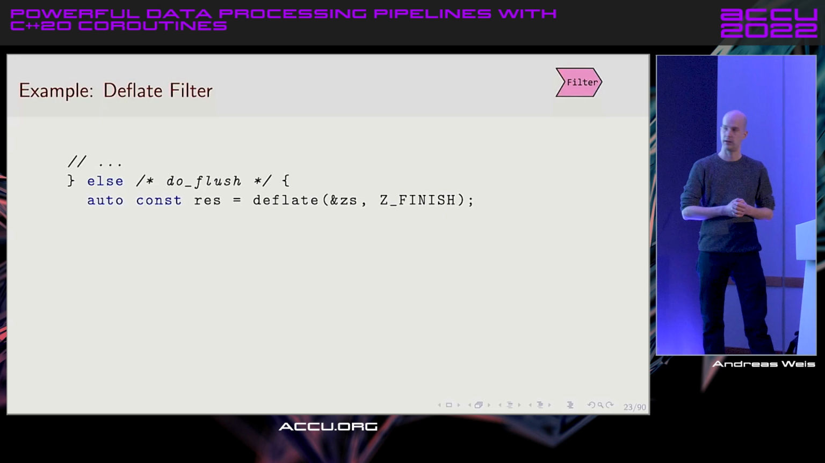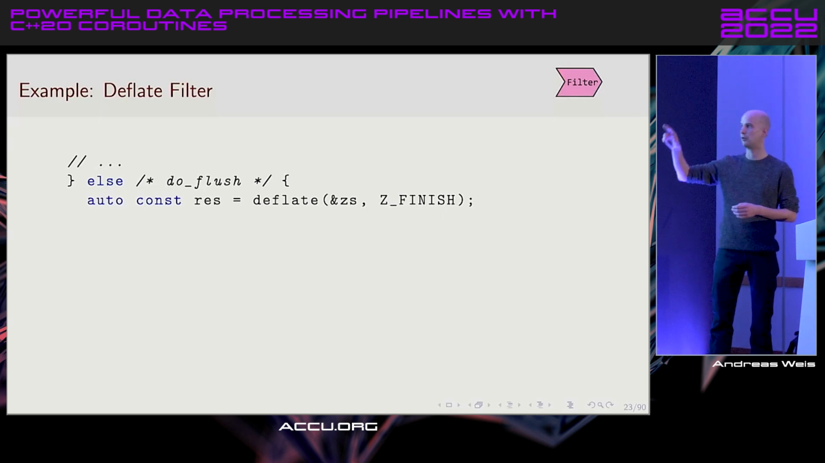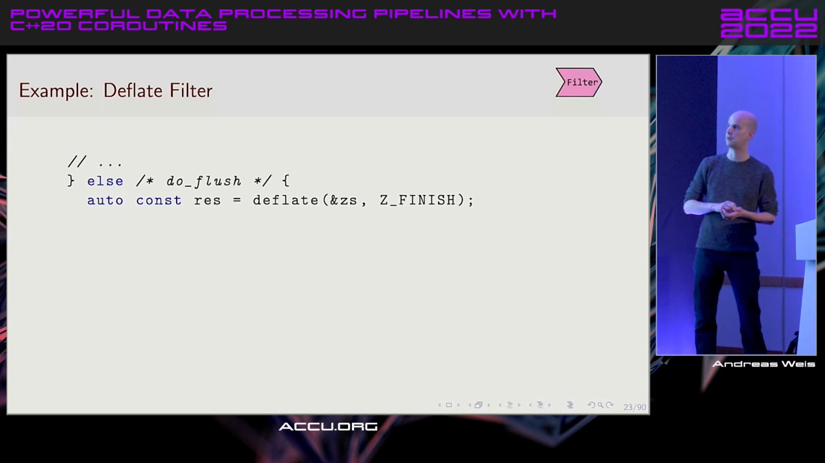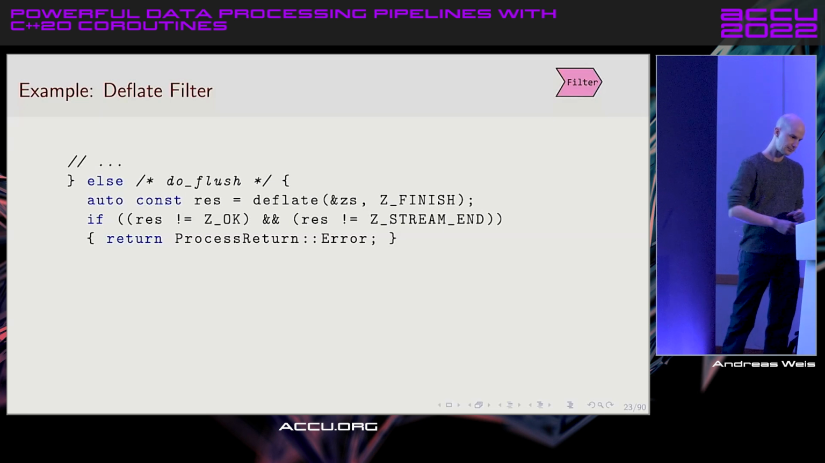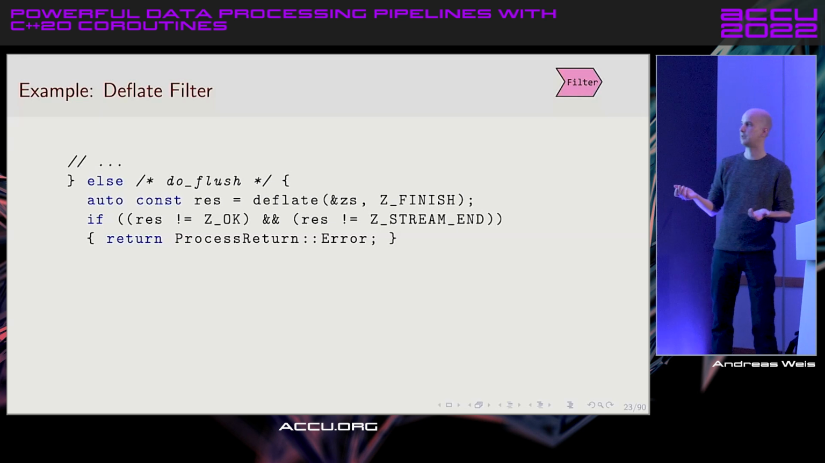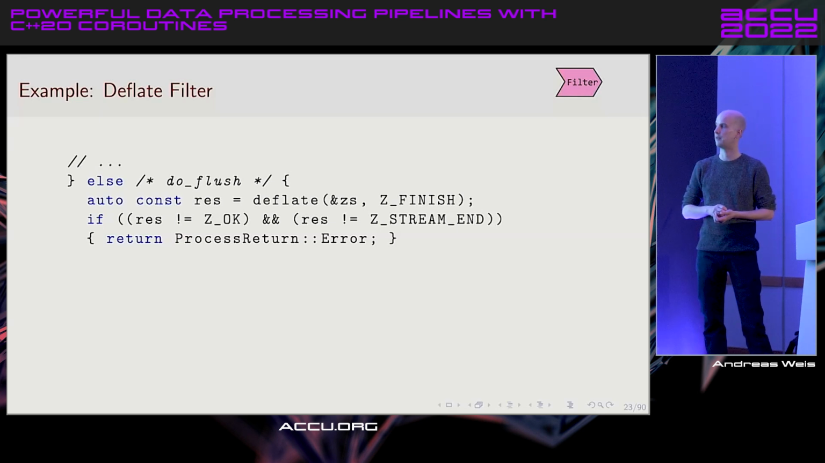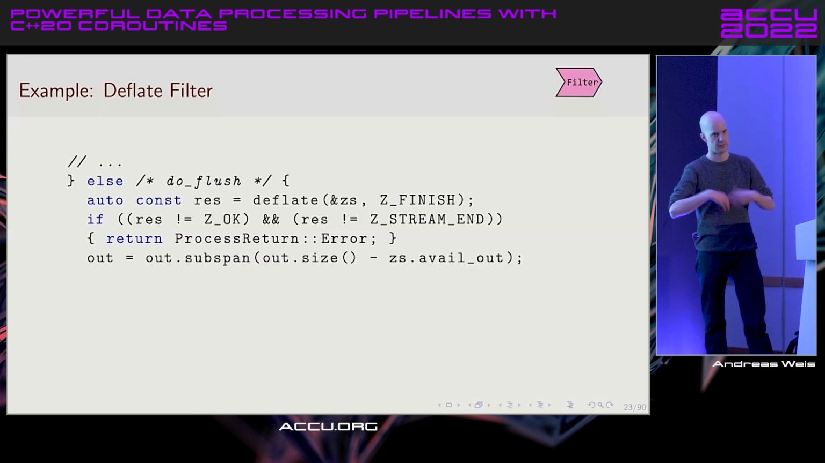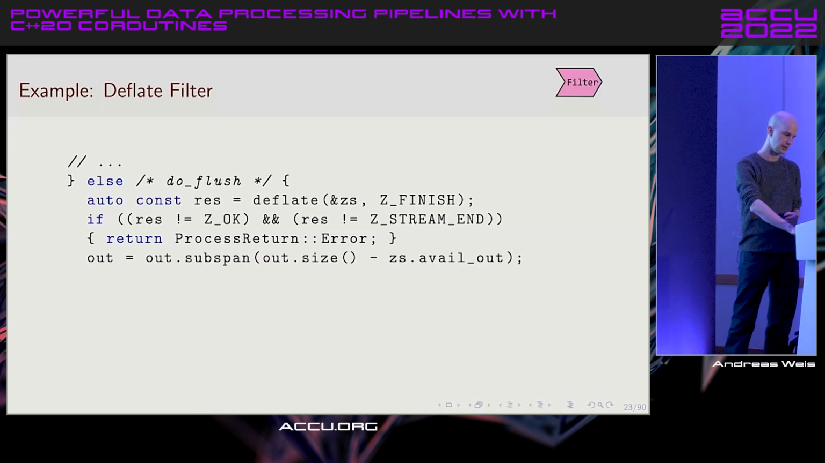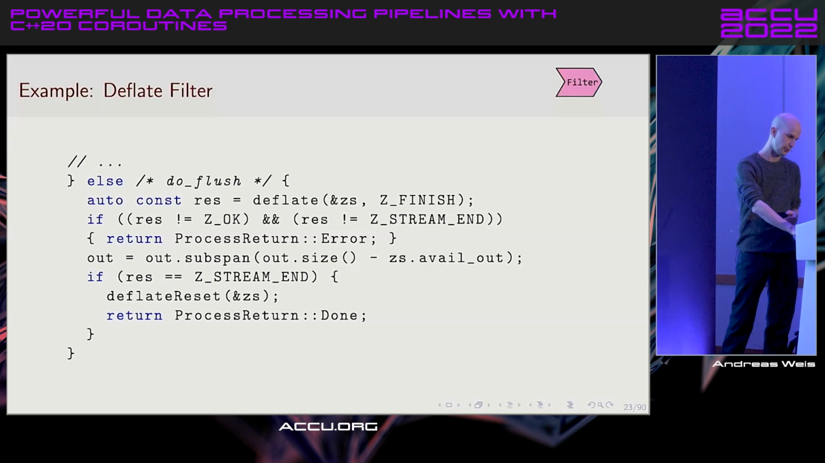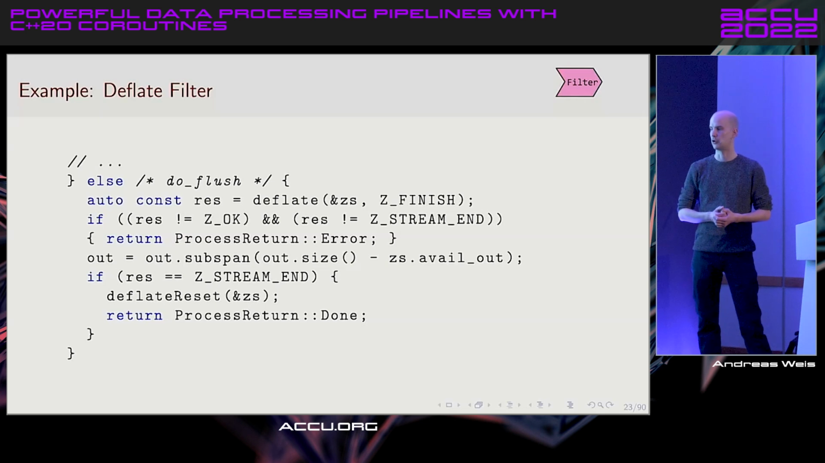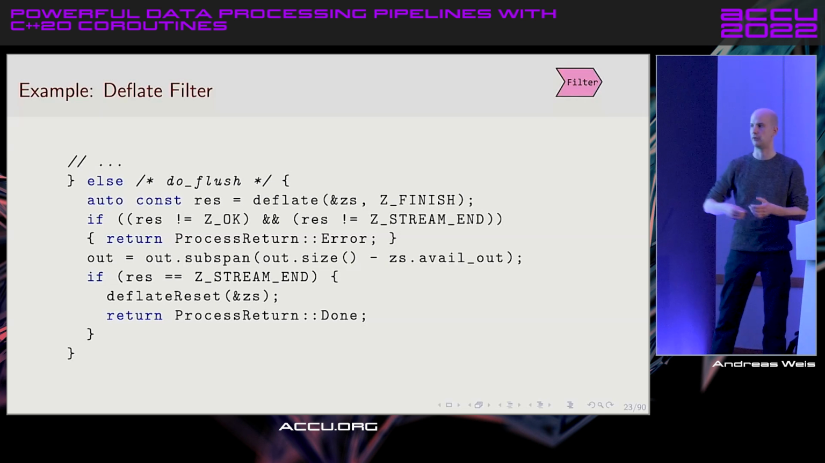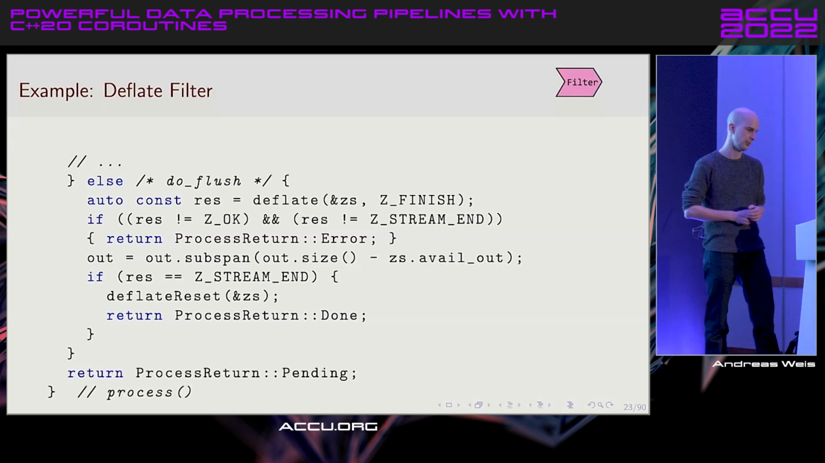Then for the finalization stage where I flush, I call deflate with this zFinish parameter, which basically means just keep pumping out output. There will be no more input. I keep doing this until I've gotten this zStream end return value, which signalizes that all of the data has been processed. In any case, I'm going to resize my output buffer. I don't have to do anything for the input. And if I reach the end, I'm going to reset the stream object and return to my caller that I've been done.